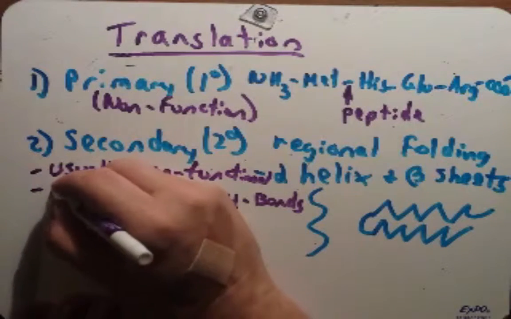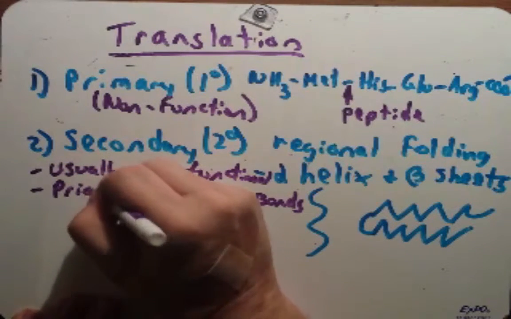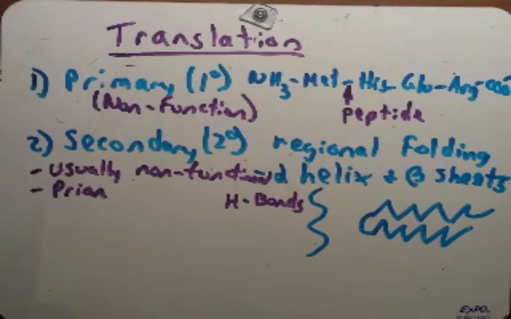The most important one that you should probably know are the prions. If you've heard of prion diseases, these are like mad cow disease or chronic wasting disease in deer that we sometimes see in Michigan. These proteins don't fold beyond the secondary. They only fold into the secondary structure. And they're infectious. One of the few agents that are infectious that are just a protein, not a virus or anything like that, just a protein.